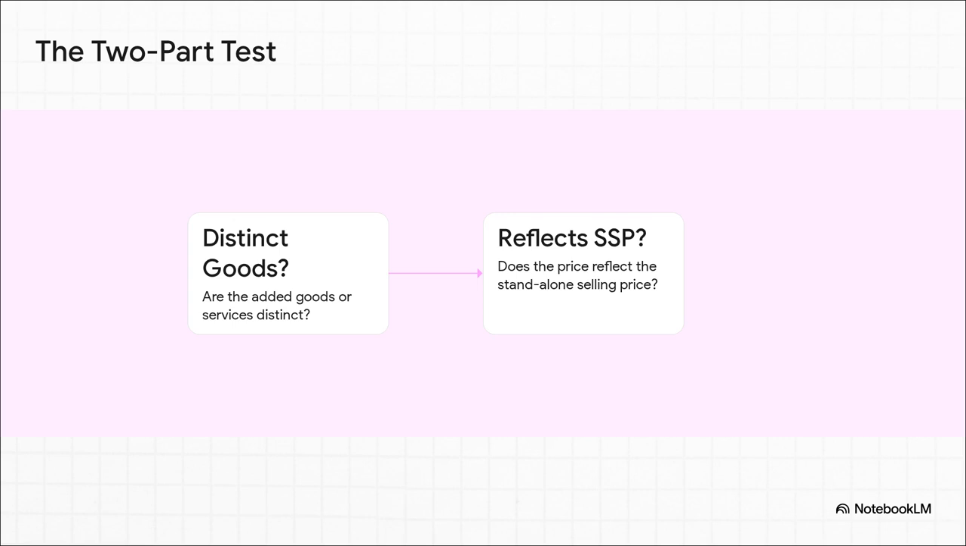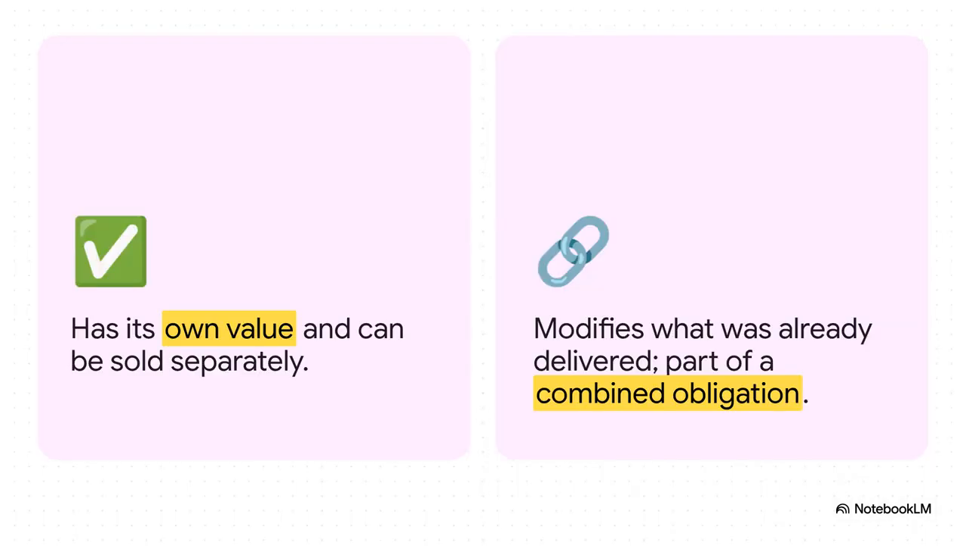Let's take a second and unpack what distinct actually means here. So something is distinct if your customer can actually use it and get value from it on its own or with other things they already have. The easiest way to think about it is, could you sell this new thing separately? Does it have its own value? If you're nodding yes, it's distinct. But if it's just tweaking something you've already delivered or promised, then nope, it's not distinct.